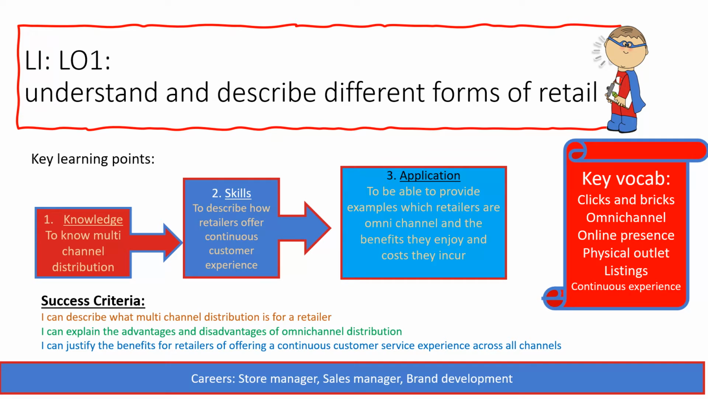This lesson is about understanding and describing different forms of retail. This time round it's about the channels, how they sell to customers. So it's about number 1, knowing multi-channel distribution, and then through these multi-channels, websites, shops, mail order catalogues, it's about how retailers offer a continuous customer experience and an understanding why it's good to be an omni-channel retailer.